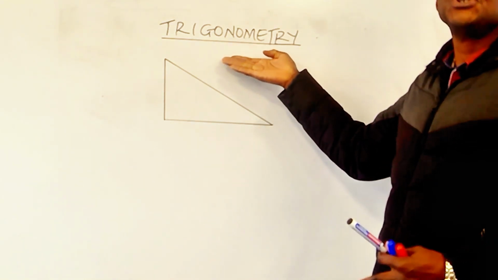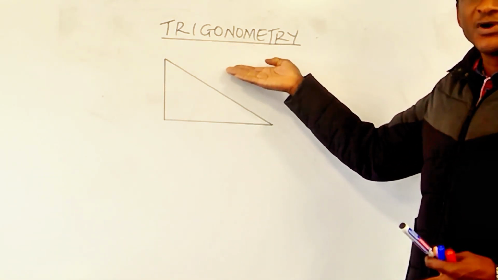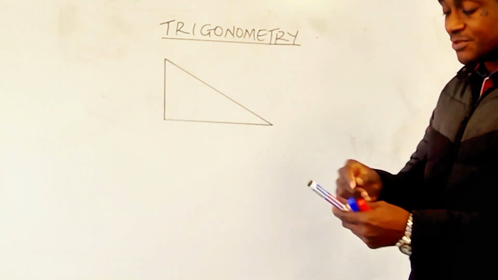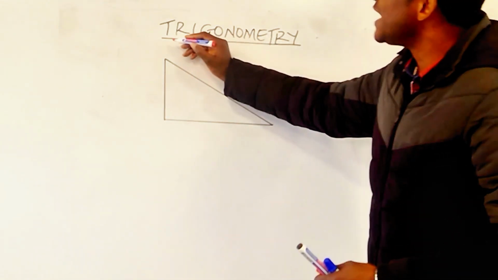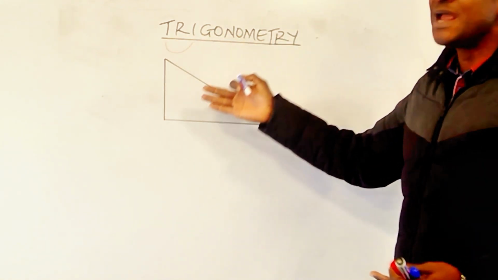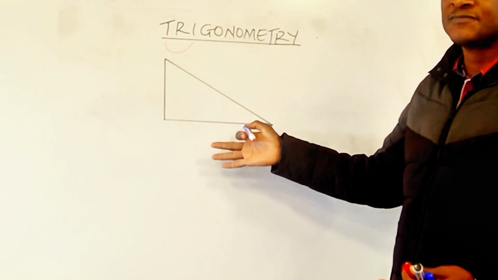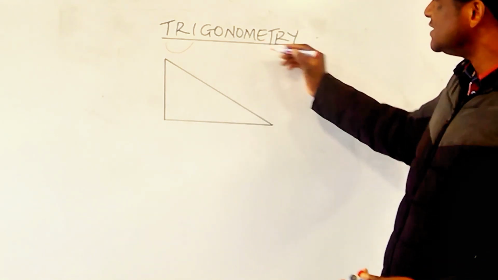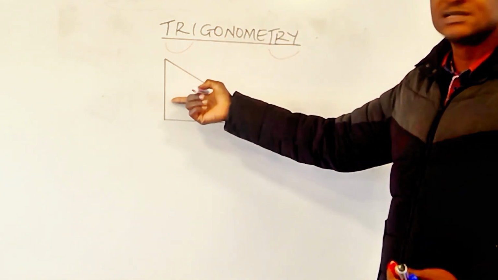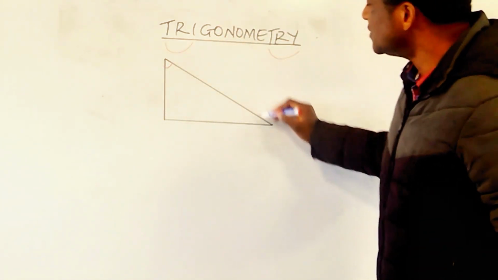Geometry means a shape is involved. And the shape we are talking about when we talk about trigonometry, as the name implies, tri means 3. It means the study of any shape with 3 sides. In this case, 3 sides and 3 angles are involved.